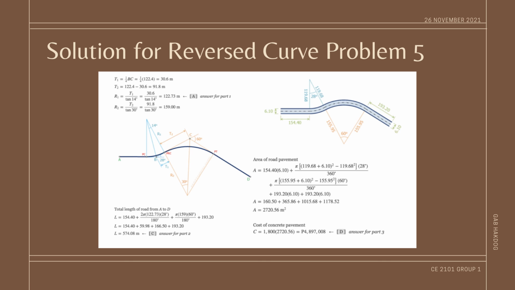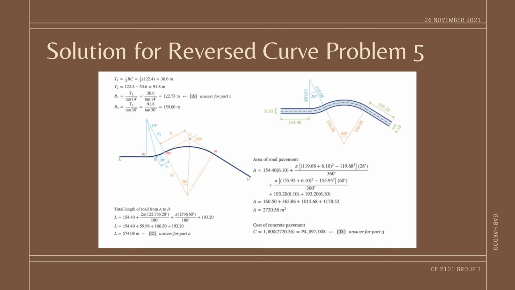So technically, the formula for this part is 2 pi times R1 times the degree of curve inclination over 180, then plus pi times 159 times 60 degrees over 180 degrees. It is in the second tangent, right? So the third one is 193 plus 20, so it should be added also. The total length of road from A to D is from the PC to the PT, so the curve, or the blue lines, is what we are trying to measure.